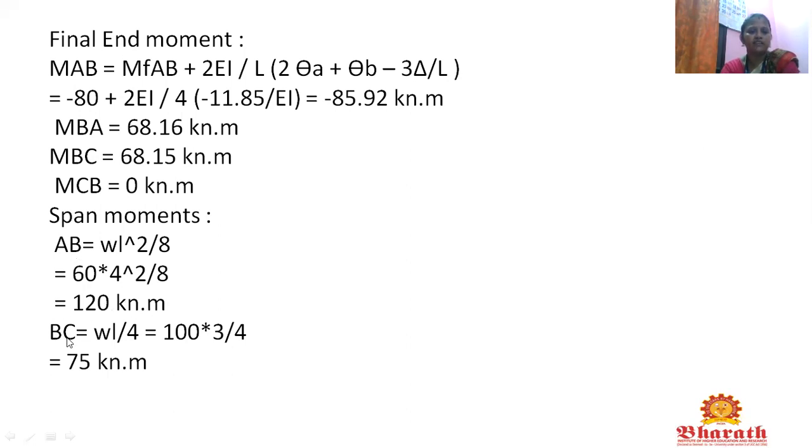Similarly for span BC, what is the formula for calculating moments? WL by 4. What is given? W is given as 100. So 100 into span, which is 3 meters, divided by 4. So you are getting 75 kilonewton meter.